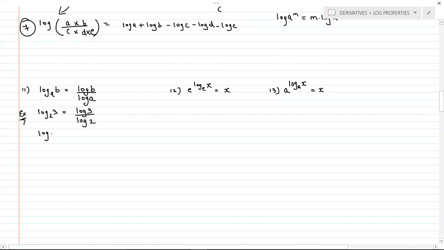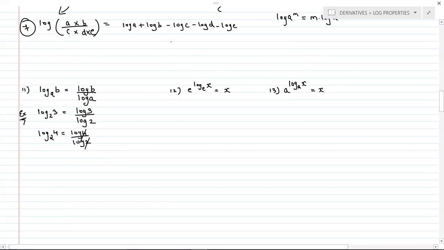For example, if I say log 4 to the base 2, it can be written as log 4 upon log 2. We cannot cancel this number, because the value of log 4 in the logarithm table is different from the value of log 2. So while solving the sum, you cannot cancel 4 by 2, because the values of log 4 and log 2 will be different.